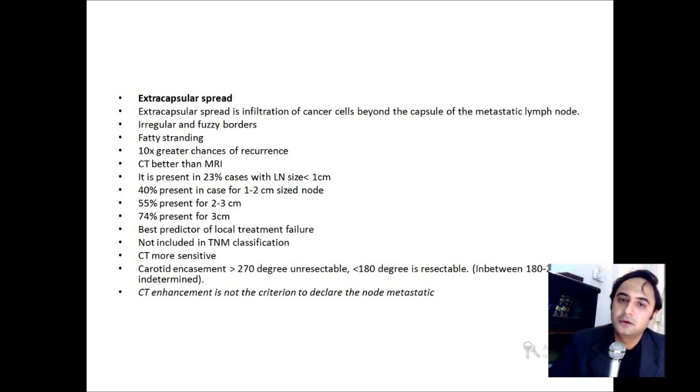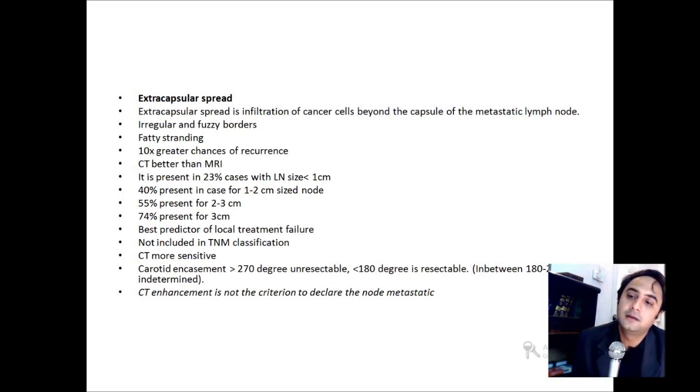Now, this extracapsular spread is also one of the shortcomings of the TNM classification, because it is not included. It dramatically decreases the prognosis of the patient. Now, if the node is surrounding the carotid or a vital structure, the question is up to which level it is resectable or non-resectable. That will alter your treatment plan accordingly.